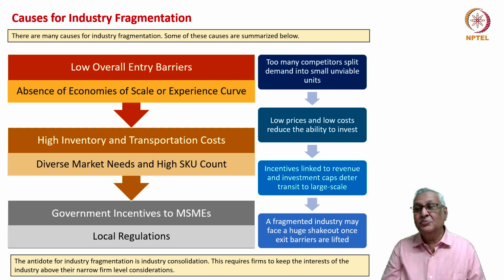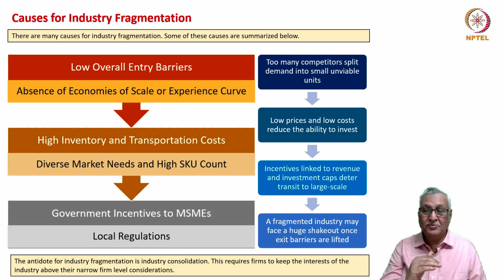Too many competitors split demand into small, unviable units in a fragmented industry. Low prices and low costs lead to lower cash generation, and therefore there is not much ability to invest. Incentives are linked to revenues and investment slabs. Therefore, companies do not want to cross these and lose the incentives. A fragmented industry may face a huge shakeout once exit barriers are lifted.